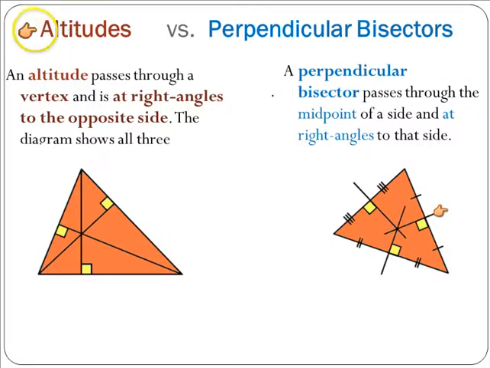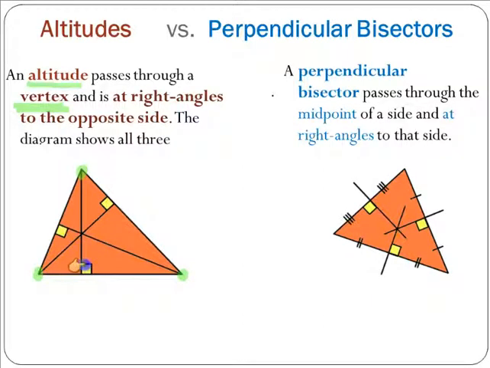Another type of line that we can intersect our triangles with is an altitude. So an altitude is a little bit different than a perpendicular bisector. An altitude is going to pass through a vertex. So remember, a vertex is where your sides come together. That's a vertex, what I just highlighted in green. These are our vertexes. An altitude passes through the vertex, and then on the opposite side of the vertex, it has to end at a right angle. It's going to intersect the opposite side at a right angle.